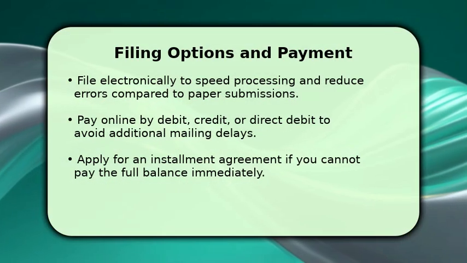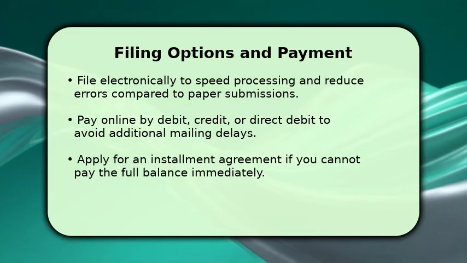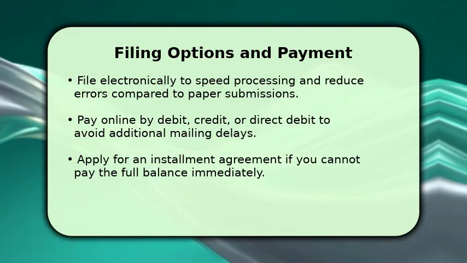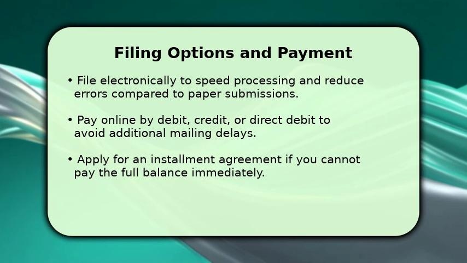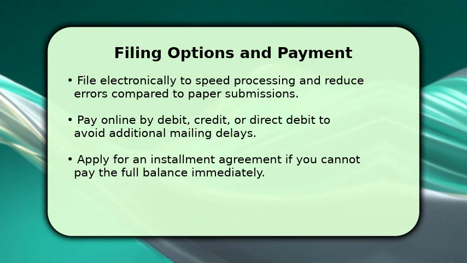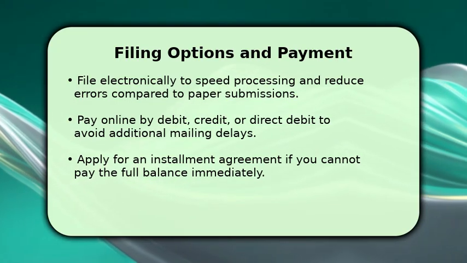Choose e-file for faster processing and clearer confirmation of submission and receipt. Select a payment method that fits your budget. Direct debit avoids extra processing time. If the total with penalties is unaffordable, request an installment agreement or consider an offer in compromise if eligible.